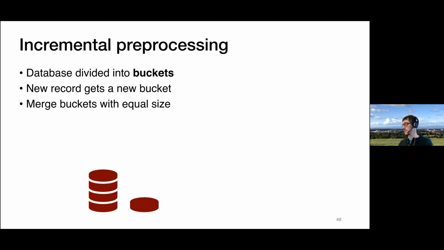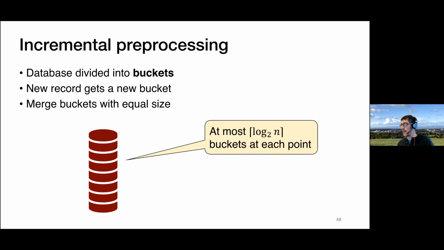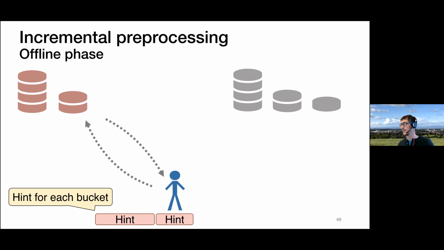So you start off with maybe an existing bucket, and then you get a new record, you insert it into a new bucket. Then you have another one, you merge them, you get a bucket of size two, and so on and so forth. So you keep adding buckets and merging buckets. And the idea is that now you have at most a logarithmic number of buckets at each point, because you have at most one bucket of each size, and you always double the size of the bucket. Using this approach, we can get a much better offline time for each update.